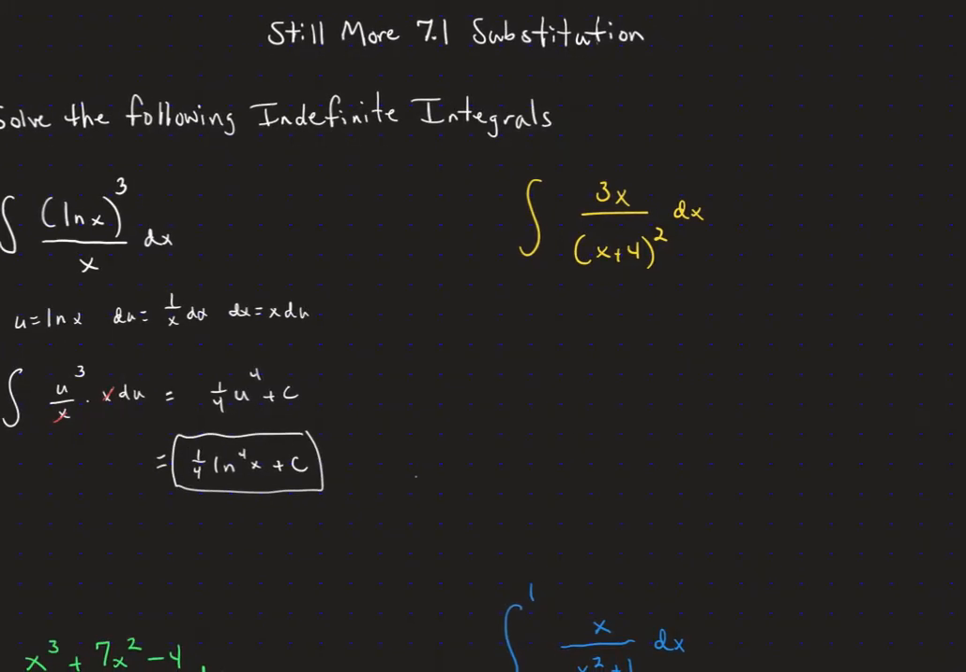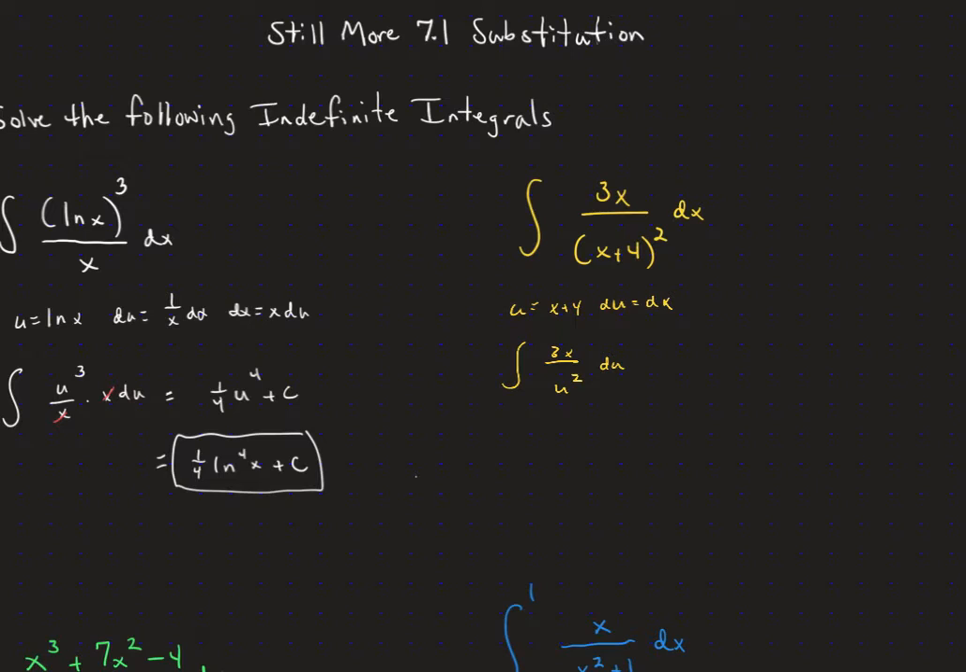The next one, this is going to be a little trickier. We're going to try, it looks like u, the inside function, is going to be x plus 4, which is going to make du dx. So at our first try, we're going to call that the integral of 3x over u to the second, and our dx is replaced by du. Now we've got to figure out what to do with that 3x.